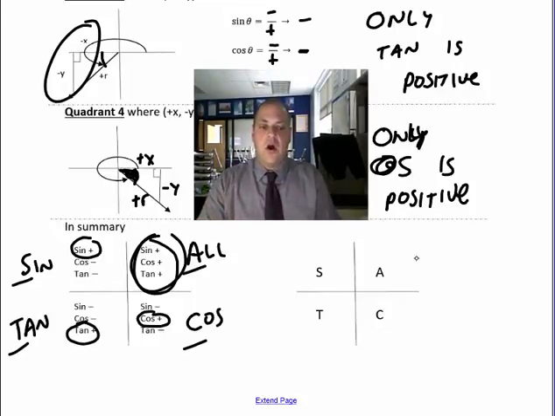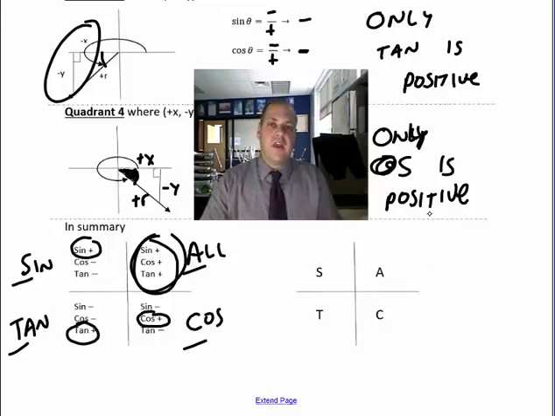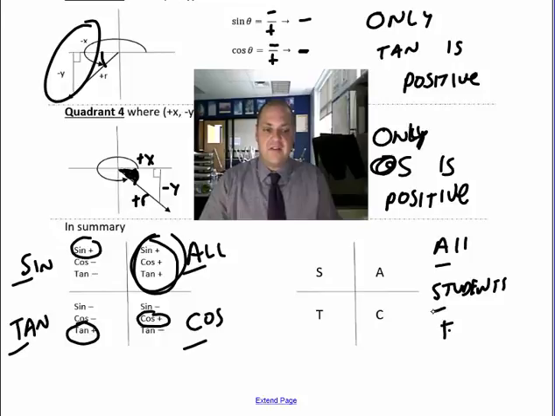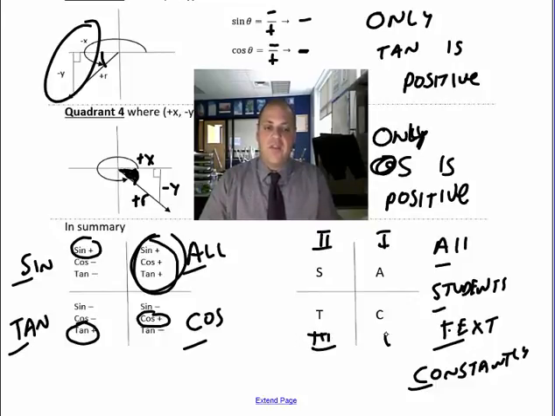All right? And a way to remember ASTC, you could say all students text constantly. That's a mnemonic device to help you. All students text constantly. Okay? ASTC. And it goes quadrant 1, quadrant 2, quadrant 3, quadrant 4. In that order. 1, 2, 3, 4. ASTC. Got to remember that.